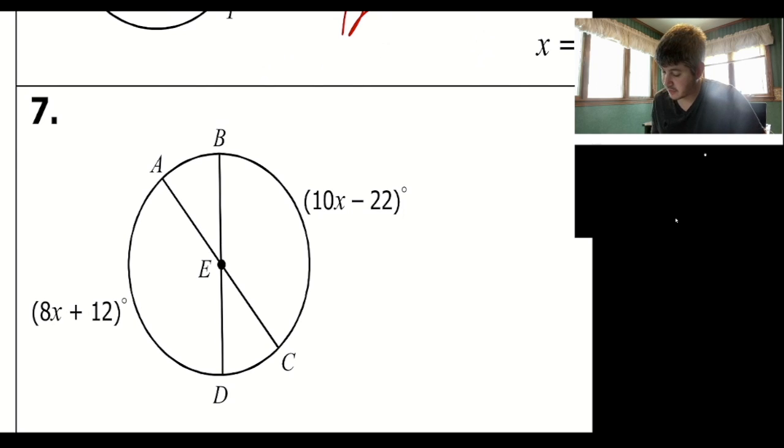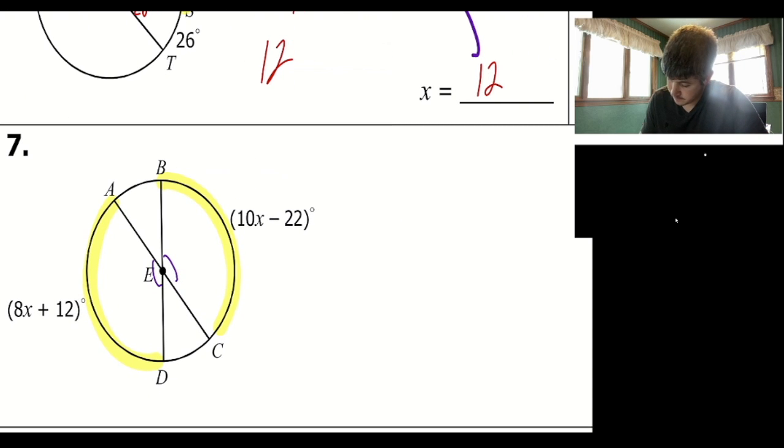So we need to figure out the relationship between these 2 arcs. And it's quite easy because of the fact that these obtuse angles right here, they're vertical angles. So if they're vertical angles, their corresponding arcs, this arc and this arc, must be congruent to each other because they're central angles. So the central angles make these 2 arcs congruent. So therefore, you probably guessed it already, we can just set these 2 expressions equal to each other. So we're going to take 10x minus 22. We're going to set it equal to 8x plus 12.